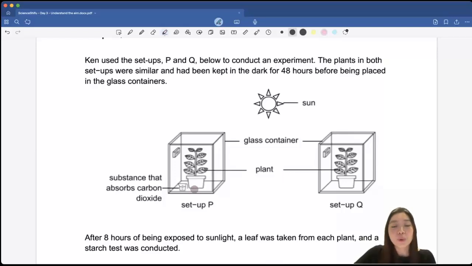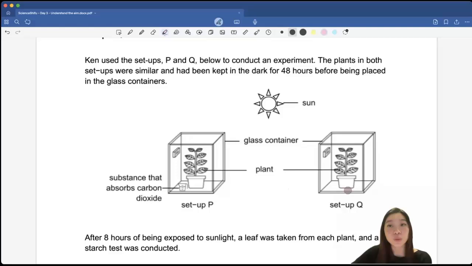Next, when we compare P and Q, what is the change variable here? We can see that for P, there is a substance that absorbs carbon dioxide, and for Q, there is no such substance. So then, the next thing that students will have to do is to recall, what is going to be the change variable? So the change variable in this question is going to be the presence of carbon dioxide.